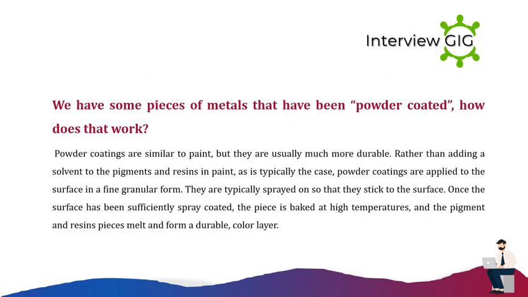We have some pieces of metal that have been powder coated. How does that work? Powder coatings are similar to paint, but they are usually much more durable. Rather than adding a solvent to the pigments and resins, as is typically the case in paint, powder coatings are applied to the surface in a fine granular form. They are typically sprayed on so that they stick to the surface. Once the surface has been sufficiently spray coated, the piece is baked at high temperatures, and the pigment and resin pieces melt and form a durable color layer.